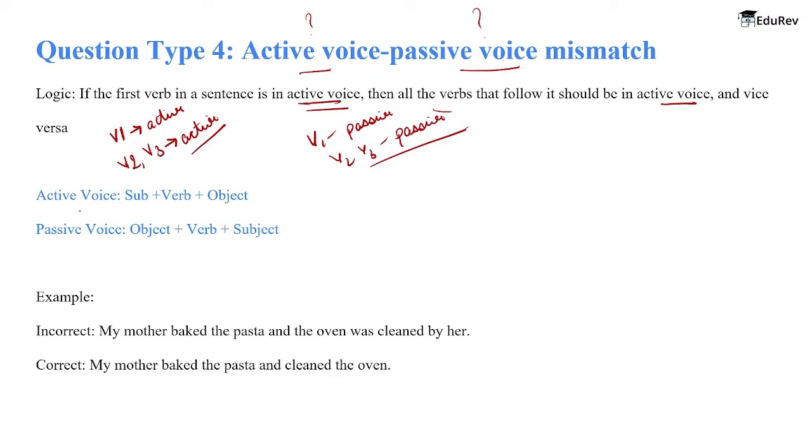Now we know active voices of any sentence. Any sentence has a subject, a verb, and an object. So in active voice, the order of the sentence is that first there is subject, then the verb, followed by object. But in passive voice, it is object, then verb, and then the subject. So this is the order of a passive voice.